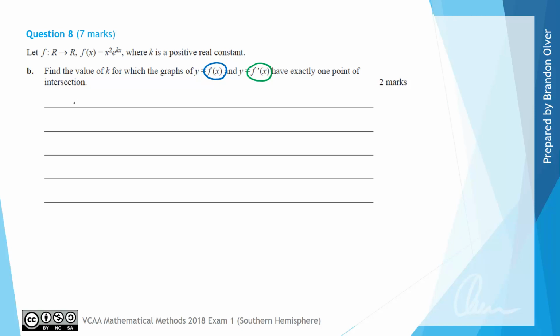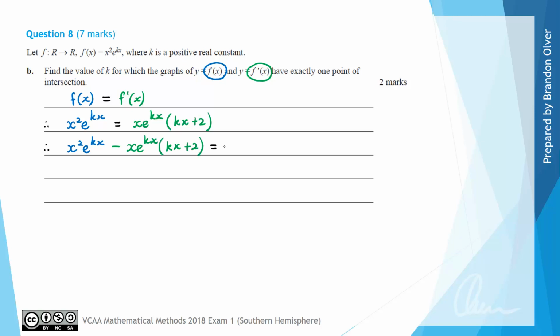To start this problem, we're going to let both equations equal each other. So f of x is equal to f dashed of x. That means x squared e to the power of kx is going to equal the derivative we just found, x e to the power of kx, in brackets kx plus 2. To solve this, we get everything onto one side so that it equals 0. We would have x squared e to the power of kx, and then subtract x e to the power of kx, bracket kx plus 2, and that will now equal 0.